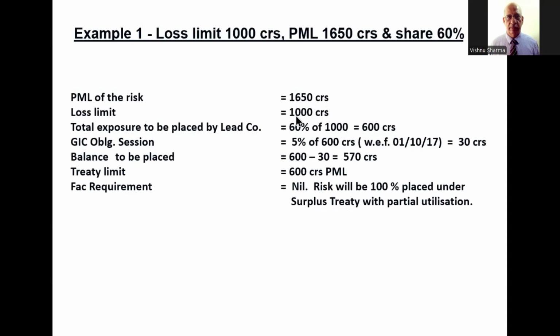In absence of loss limit, suppose there is no loss limit in the policy, then your responsibility is to place based on the PML, which is calculated as per the thumb rule, as per the norms. Then you are required to place 1650 crores, not 1000 crore. In that case your facultative placement will come out.